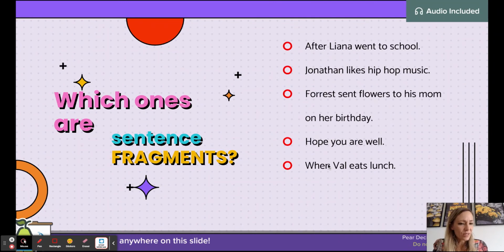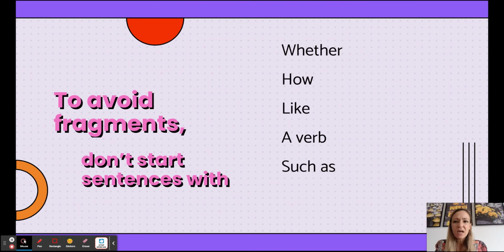And the last one is also a fragment. When Val eats lunch, well, what happens when Val eats lunch? So again, it's got that clause word, and we need to complete this by making it a complex sentence. All right, so words to avoid when starting a sentence that's not a question, to try not to make it a fragment. So don't start a sentence with like or how, unless it's a question asking something how, whether, such as, and don't start with those clause words unless it's going to be a complex sentence like when, although, etc.